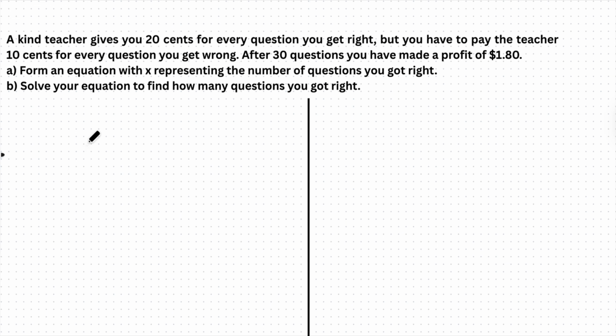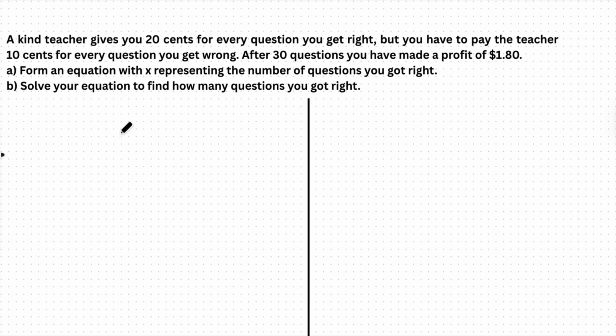A kind teacher gives you 20 cents for every question you get right, but you have to pay the teacher 10 cents for every question you get wrong. After 30 questions, you have made a profit of $1.80. First question, form an equation with x representing the number of questions you got right, and B, solve your equation to find how many questions you got right.